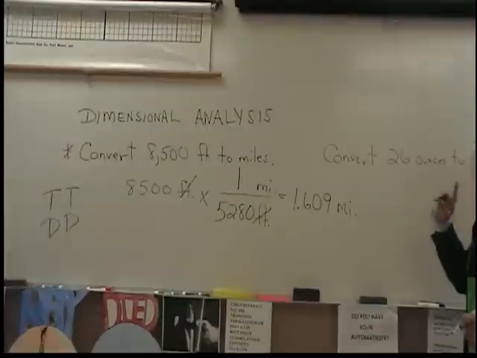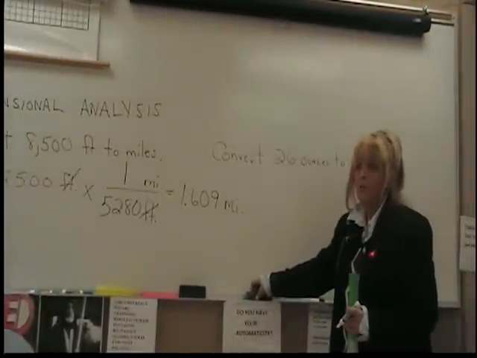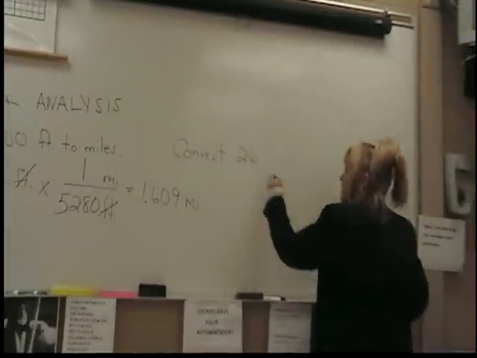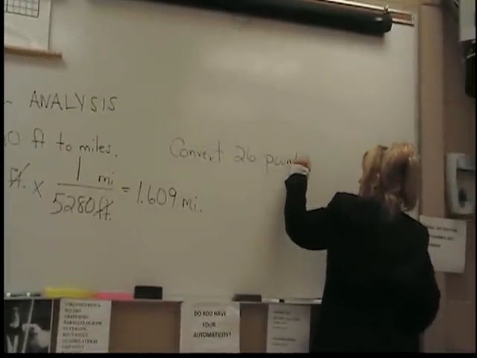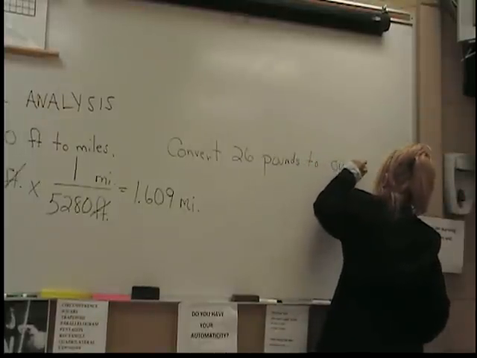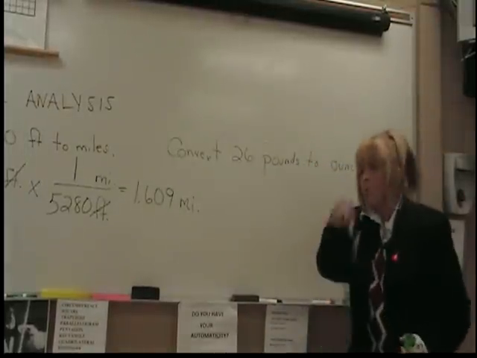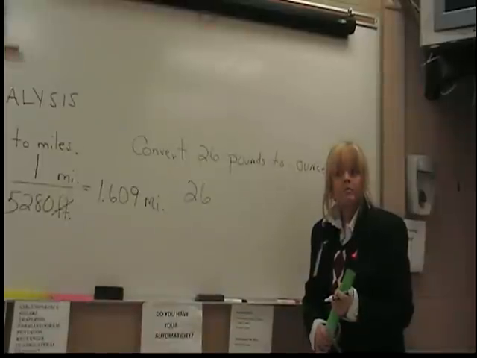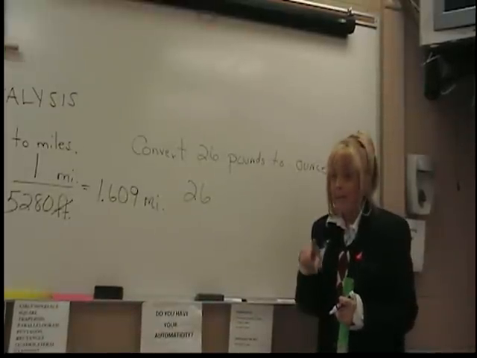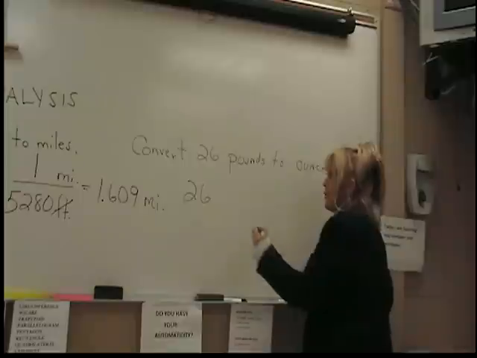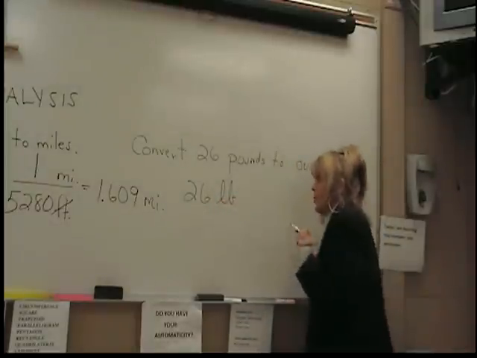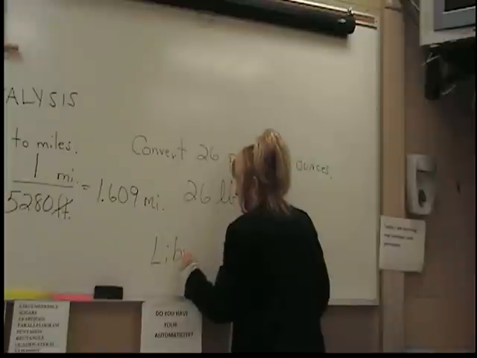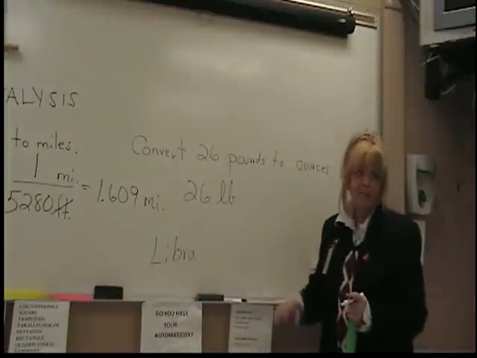Now we're going to do an example over here. I wanted it to be one on top and one down. Pounds to ounces. Okay, the first step, write down what's given: 26 pounds. What's the abbreviation for pound? LB, not PD, that's police department. Why in the world would pound be LB? Well, it comes from a Latin word called libra, the Latin word for pound.